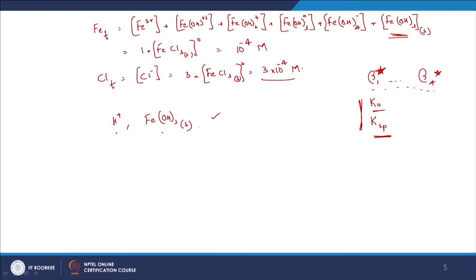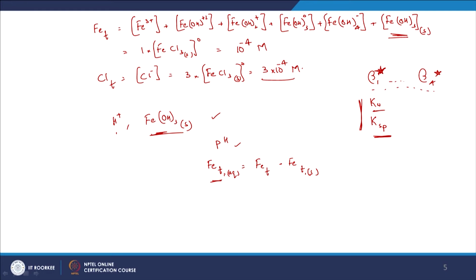And once I solve for them, obviously I can calculate pH, and once I have this solid, Fe total in the aqueous phase will be nothing but Fe total minus Fe total in the solid phase, which is what we just calculated. And obviously that is what the question asks for.